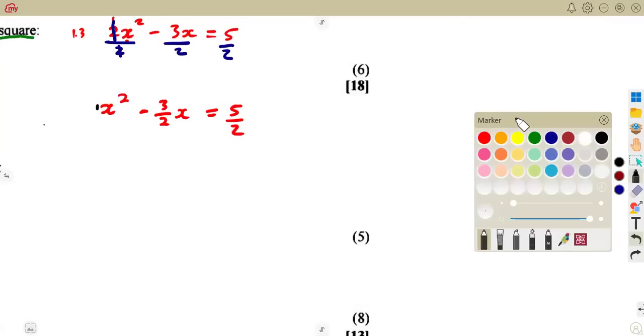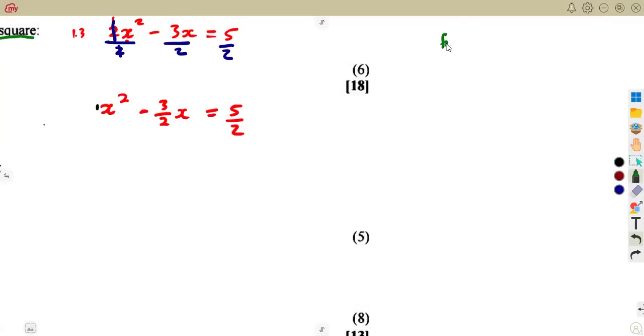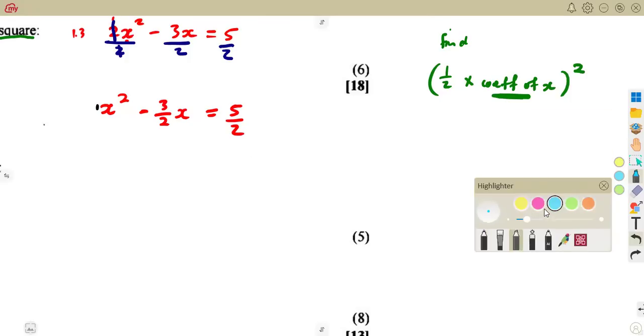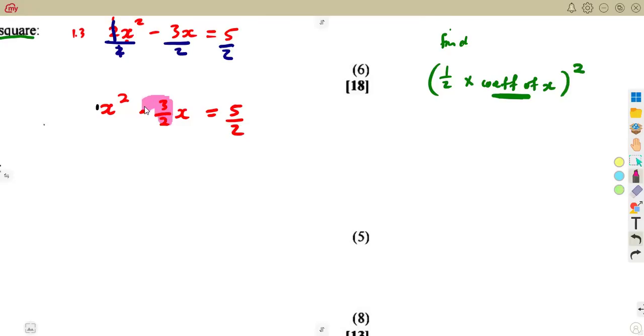You find half the coefficient of x, and you must square it. So you square half the coefficient of x. So what is the coefficient of x in our question? This is where we have x here. The coefficient of x is the number that is multiplying x. So half of that, and we square it.